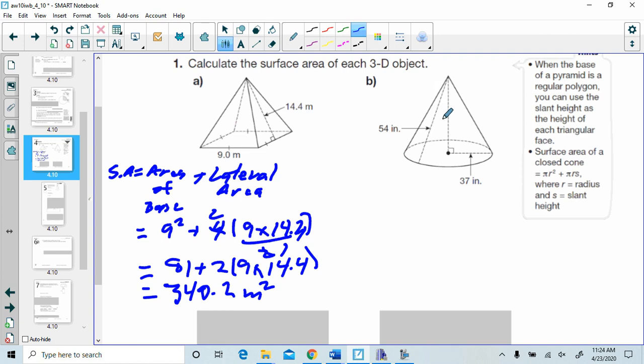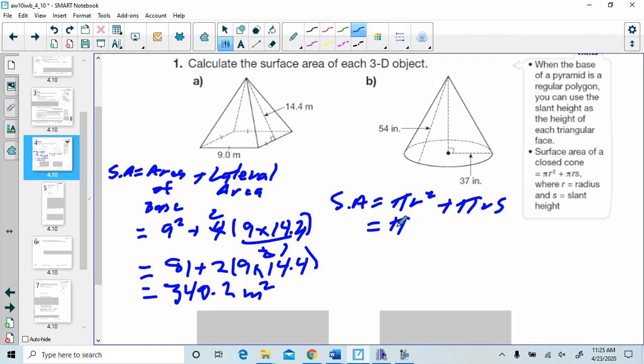Moving on to the cone. So the cone will be the same kind of idea. It will be the surface area equals area of base plus lateral area. So we're going to go surface area equals, the area of the base is a circle. So we're going to go pi r squared plus the lateral surface area, in this case a curved portion. And you can see over here that is represented by pi r s.